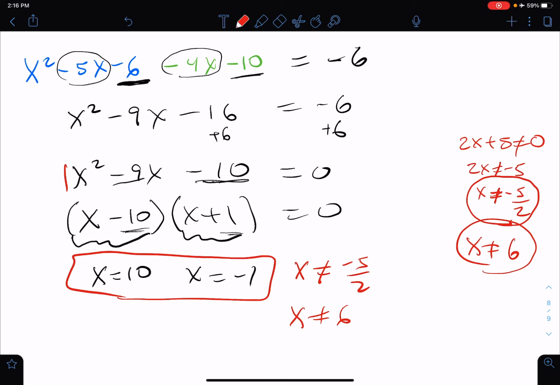And that is the last problem of this homework section.